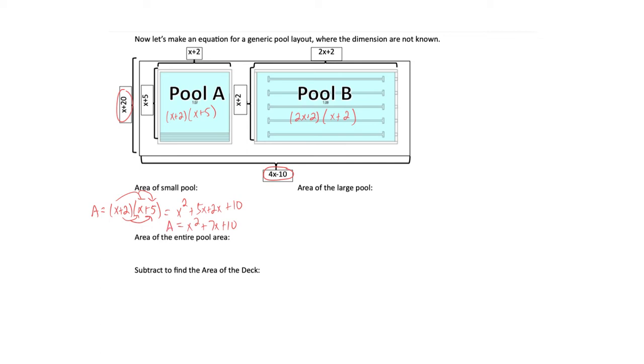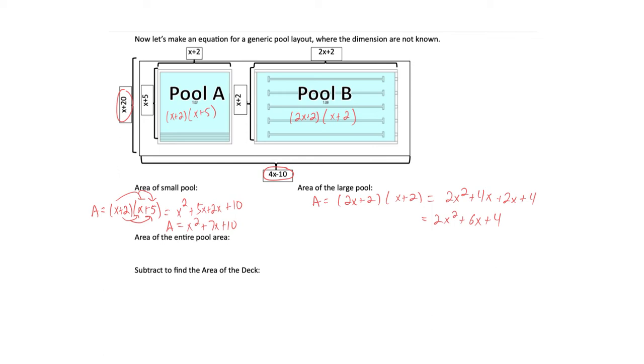The area of the large pool is 2x plus 2 times x plus 2. So we get 2x squared, plus 4x, plus 2x, plus 4. So we get 2x squared plus 6x plus 4.